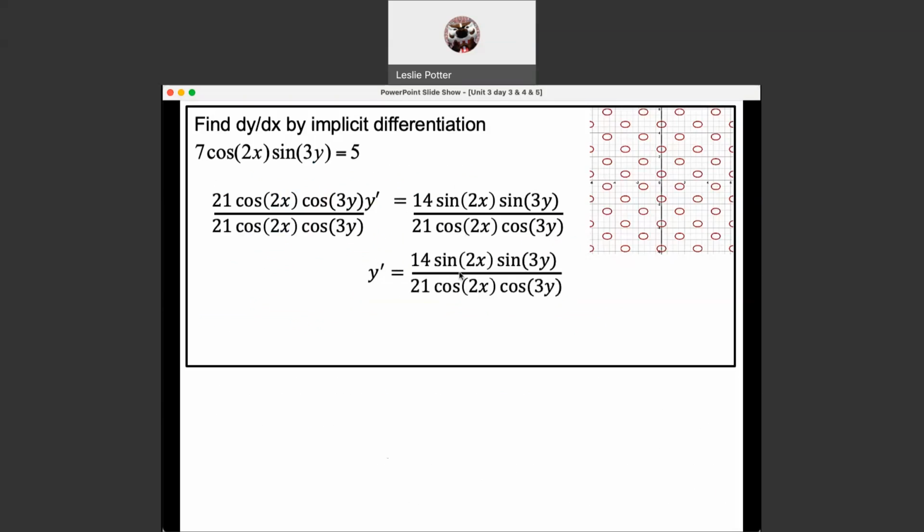So this is how we're going to look at this. We have the sine of 2x over cosine of 2x. We can rename that as tan 2x. We have sine 3y over cosine 3y. We can rename that as tan 3y. So we have 2/3, that's 14 over 21 reduced, tangent 2x, tangent 3y. And there's our derivative. And then if we can find a point on the function, which I'm not sure I can accurately find, then we can find the slope of the tangent line or the derivative at that location.